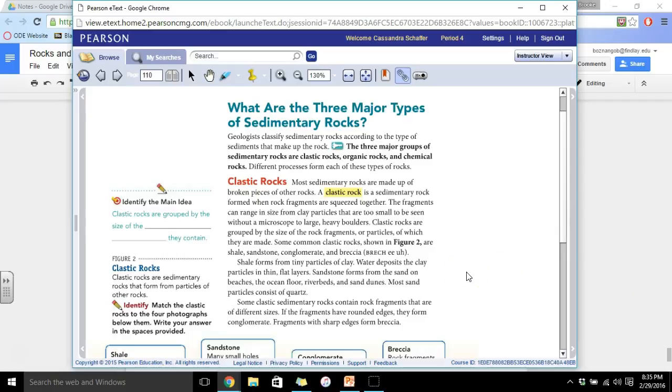Alright. Shale forms from tiny particles of clay. Water deposits the clay particles in thin, flat layers. Sandstone forms from the sand on beaches, the ocean floor, riverbeds, and sand dunes. Most sand particles consist of quartz, and we know quartz is a mineral. Some clastic sedimentary rocks contain rock fragments that are different sizes. If the fragments have rounded edges, they form conglomerate. Fragments with sharp edges form breccia.